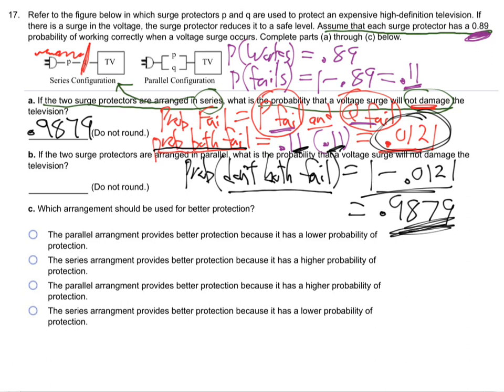So see how I came up with that? I started by saying the chance that one surge works is 0.89. They gave me that. And then the chance that one surge fails is opposite. Opposite of working is failing. 1 minus that is 0.11. So then the chance they both fail, P and Q, is 0.11 times 0.11, 0.0121. That's the chance they both fail. And the chance they don't both fail, 1 minus that, 0.9879. Let's go to part B.